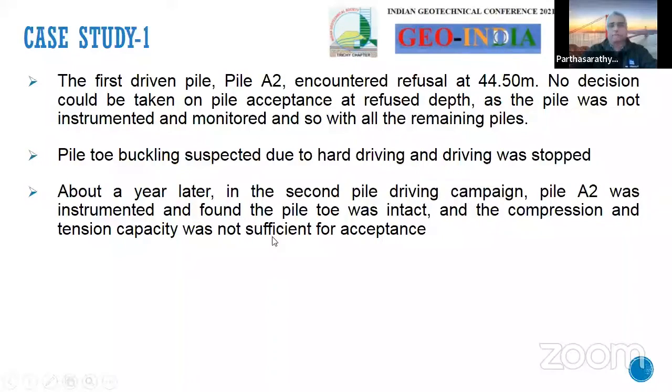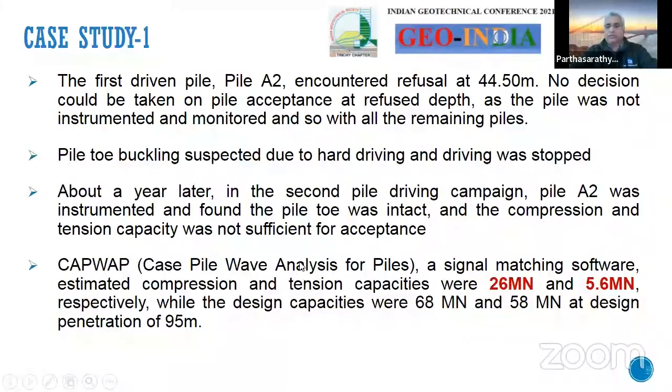the target penetration. So again, this pile A2 was instrumented and a restrike test was performed, and it was found that the pile was intact, and this was a good sign for all the team. The compression and tensile capacity obviously was not sufficient for acceptance because the depth of the pile was less than what was required. The capacity that was estimated was 26 meganewton and 5.6. It's way less than the required capacity at 95-meter depth.